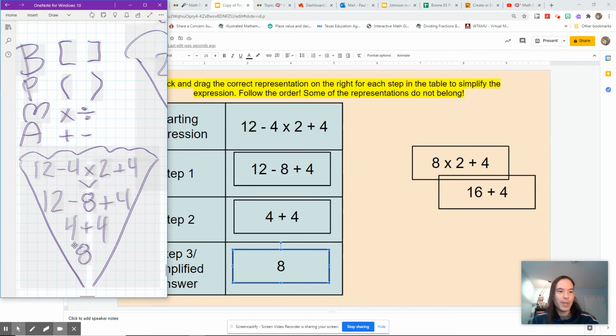8 is the simplified answer, right? Because it is the simplest to look at. If you're going to tell someone your age, you wouldn't say, I'm 12 minus 4 times 2 plus 4. You wouldn't even say, I'm 4 plus 4. You'd just be like, I'm 8 if you're 8.